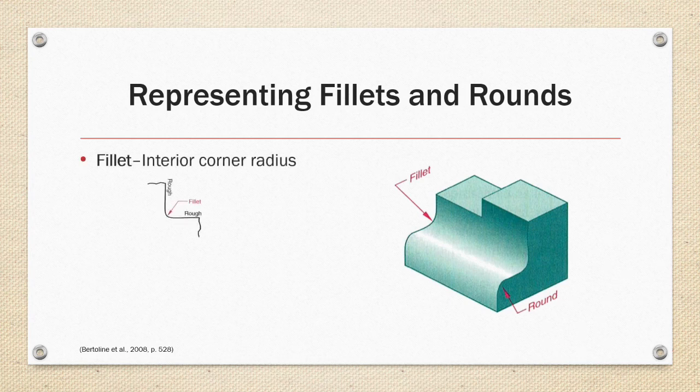Fillets are interior corner radius features. The name is derived from a process of filling a corner with material to make an internal radius. Rounds are exterior corner radius features, and the term derives from rounding off the corners by removing material on a square edge with a tool. On drawings, fillets and rounds are depicted as shown in the image below each respective definition.